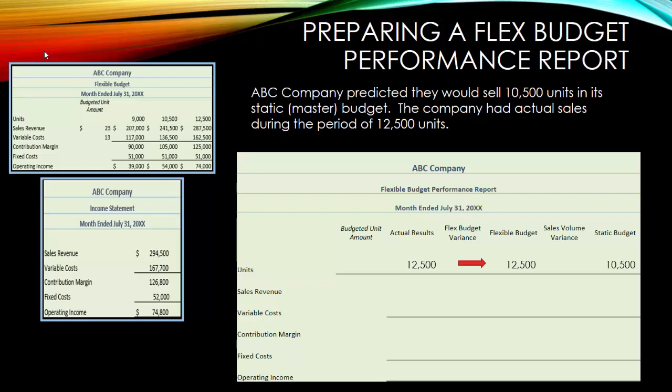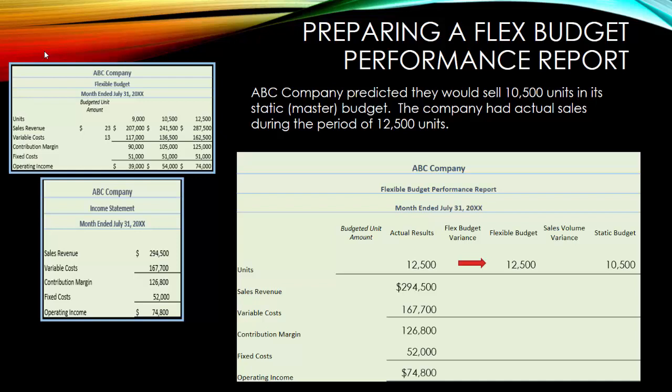From there, we can begin to fill in the columns that we already have numbers for. Let's start with our actual results. We have the actual amount of sales revenue, variable costs, etc. that we incurred during the period because it's contained within our income statement. So we can just go and copy the numbers from the income statement right into our actual results column, and we're going to arrive at an end number of operating income of 74,800.